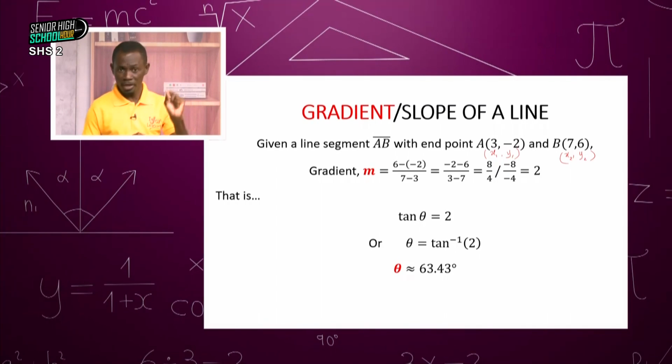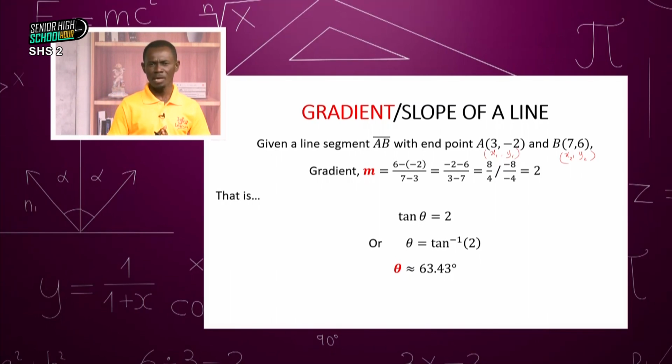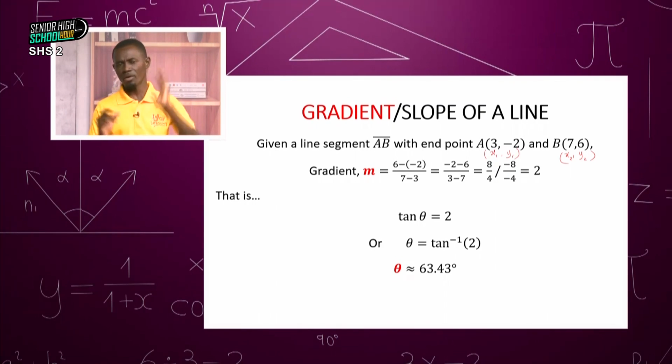So we've been able to locate points. We've been able to tell the magnitude of a line segment or modulus or length of a line segment. And now we've been able to tell the ratio between the rise and the run, or the gradient of a line. If you just tuned in, this is your senior high school R on your Joy Learning channel. We have been considering coordinate geometry, the first of a multiple part series, and I am your facilitator, Danso.